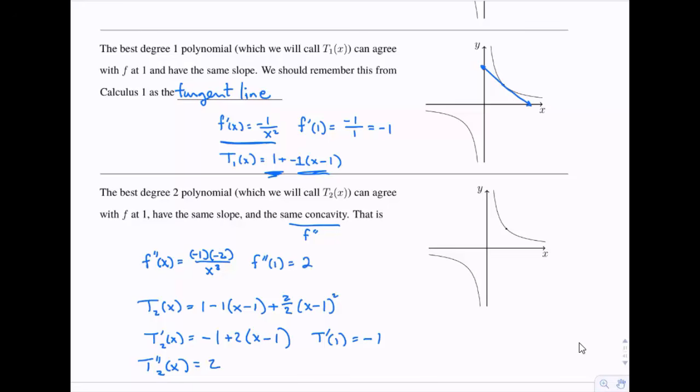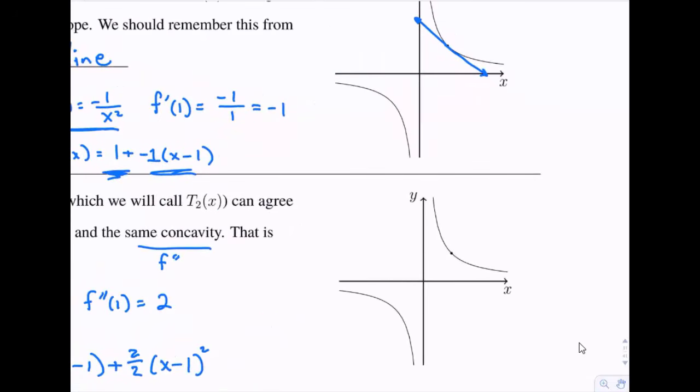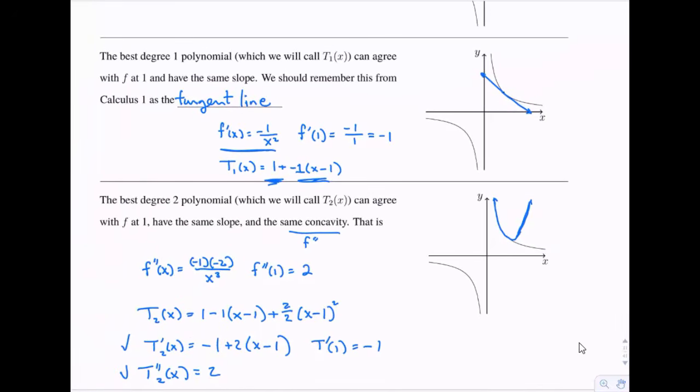When I take the first derivative, I would get -1 plus 2x minus 1, and when I take the second derivative, I get 2. So we can see that the first derivative checks out and the second derivative checks out. So we've captured not only the function's value, but we've also gotten its slope and its concavity. Now, if we were to draw this best approximation for a quadratic, it would look something like this. Not a great approximation, but okay.